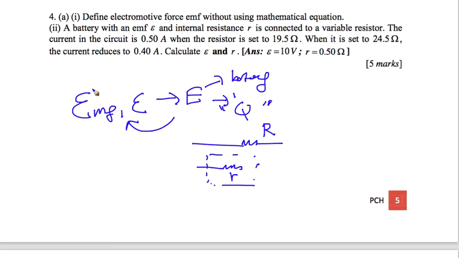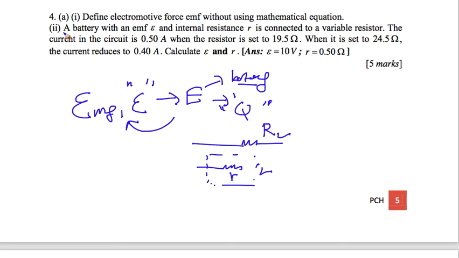So the EMF E is defined as the energy provided by the battery or dry cell, say, that flows charge through the external resistor or the internal resistor in the battery. This is the EMF E.